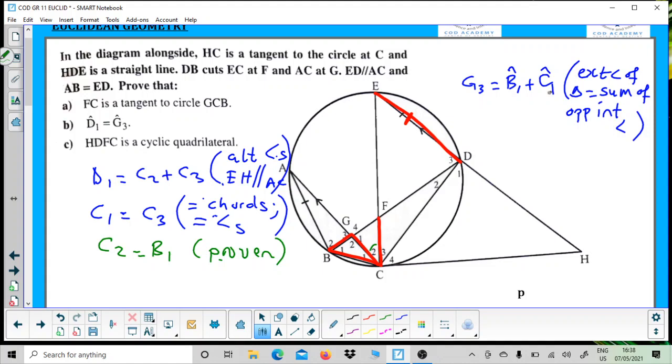Right? So after I do this, I can then use these two statements and rewrite my D1. In place of C2, what do you think I'm going to put? B1. In place of C3, what do you think I'm going to put? C1. So it's a therefore. Now, how many of us can see that D1 is now equal to G3? Yes. I got that far, but the other way around.